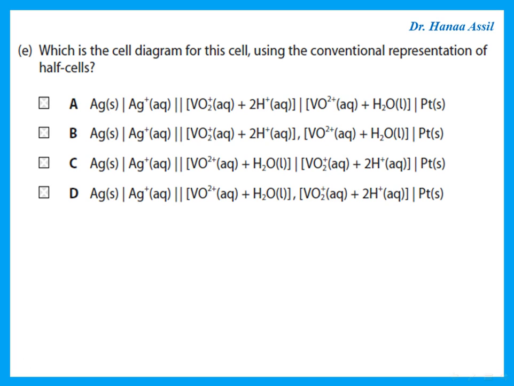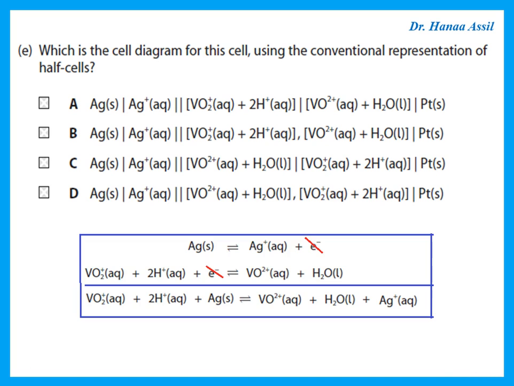Which is the cell diagram for this cell using conventional representation? Okay, what do we have? We have the Ag is the one that lost electrons, so this is the one that we write first in the conventional representation of half cells. The one that lost the electrons goes from silver solid to silver plus aqueous, so that is what we start with. And then we're going to have a salt bridge, so the double lines after that are representing the salt bridge. And then I'm going to have the other one in the other half cell.